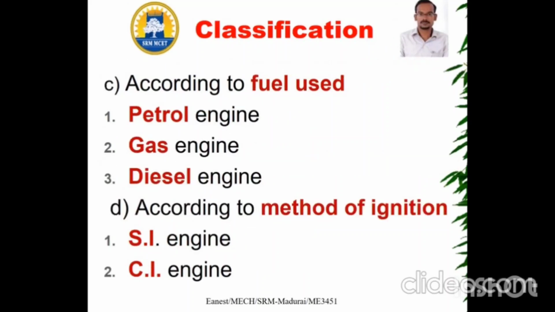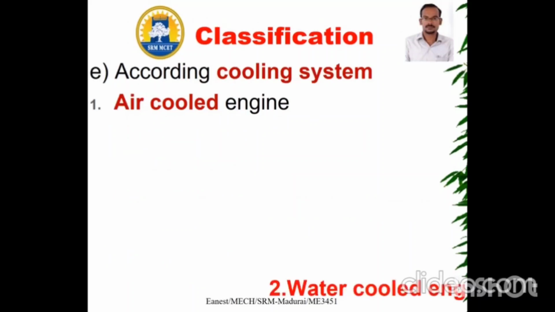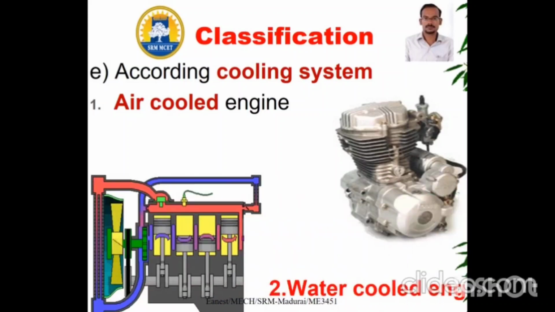In the type of fuel used, engines are mainly classified as petrol engine, gas engine, and diesel engine. Gas engines are also known as compressed natural gas (CNG) engines. According to the method of ignition, it is mainly classified as spark ignition, also known as SI engine, and compression ignition (CI) engine. Based on the cooling system, it is classified as air-cooled engine. Most two-wheelers come under the category of air-cooled engine.